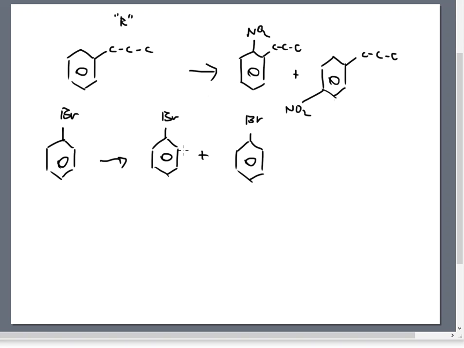So if I'm going to nitrate bromobenzene, then that means ortho, I'm going to have an NO2, and para, I'm going to have an NO2. So once more, I'll have 2 different choices, an O and a P.